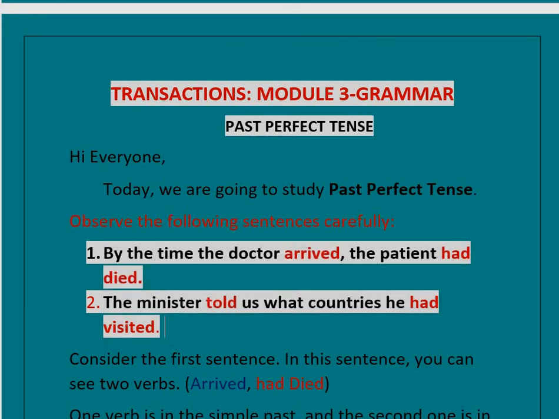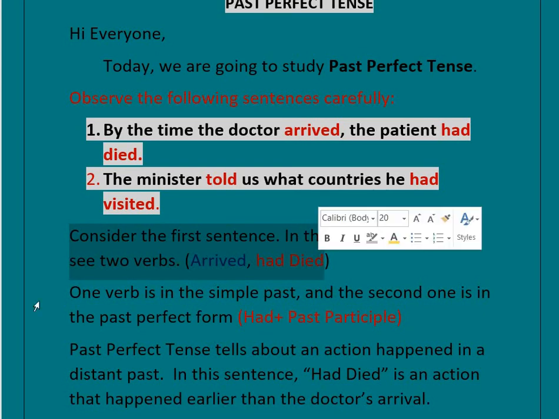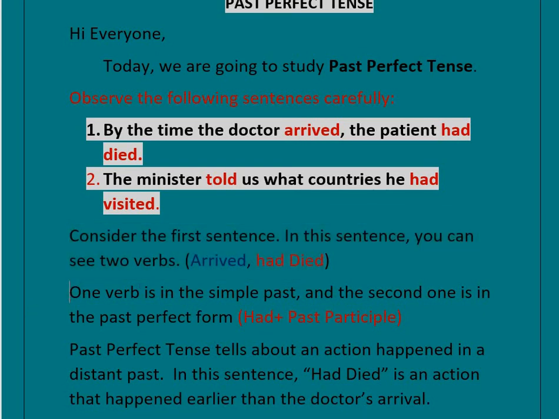Let us examine these sentences closely. Consider the first sentence, that is, by the time the doctor arrived, the patient had died. In this sentence, you can see two verbs. One is arrived and the other is had died. You can see that one verb is in the simple past, arrived, and the second one is in the past perfect form. Past perfect form is had plus past participle.